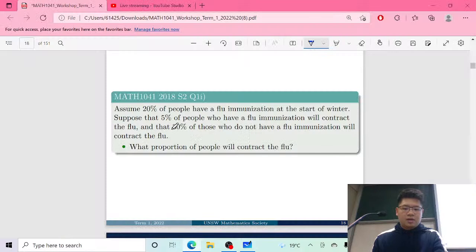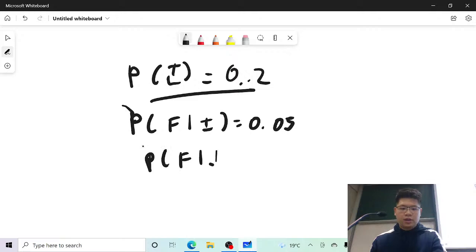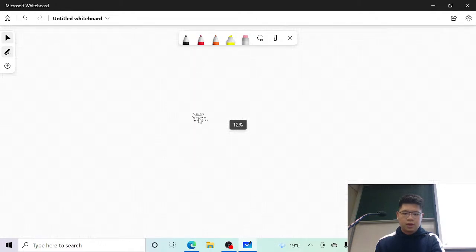And suppose 30% of the people who do not have a flu immunization will contract the flu. So this means that the probability that you get flu, given that you're not immunized, remember the complement rule, this is how we denote it here, this is going to be 0.3. So this is the kind of information that is available to us right now.